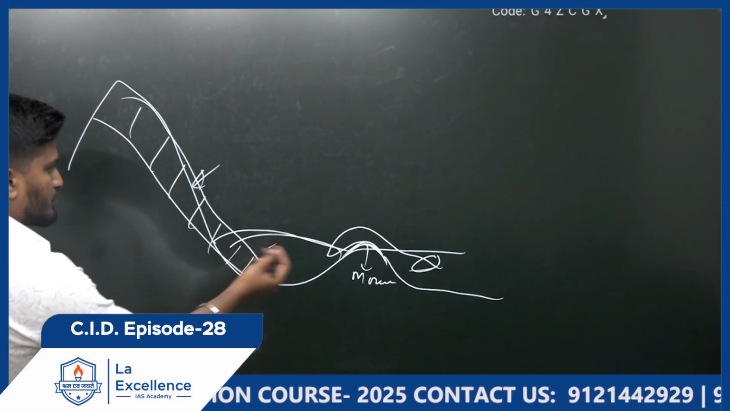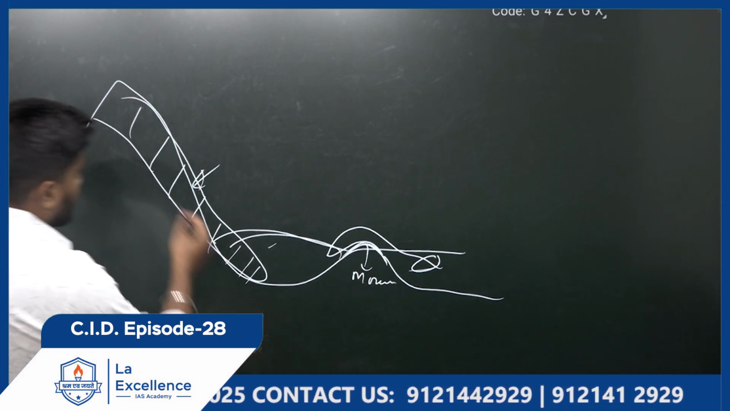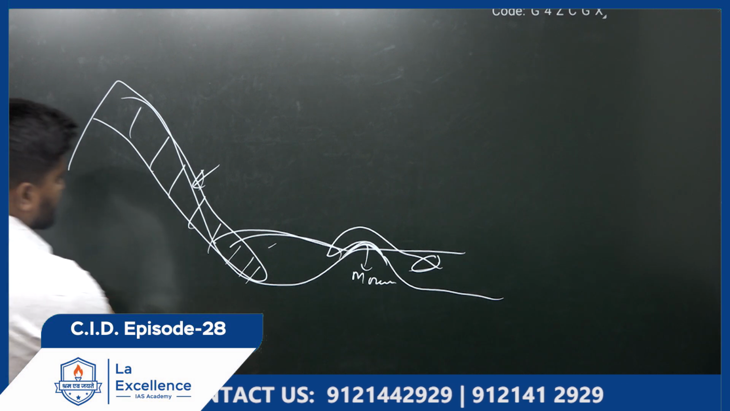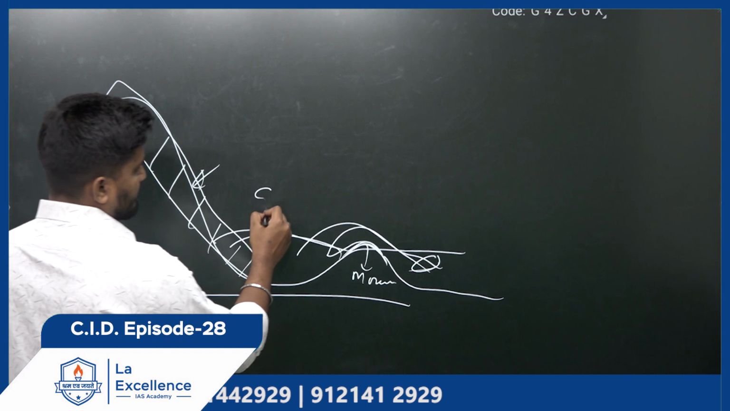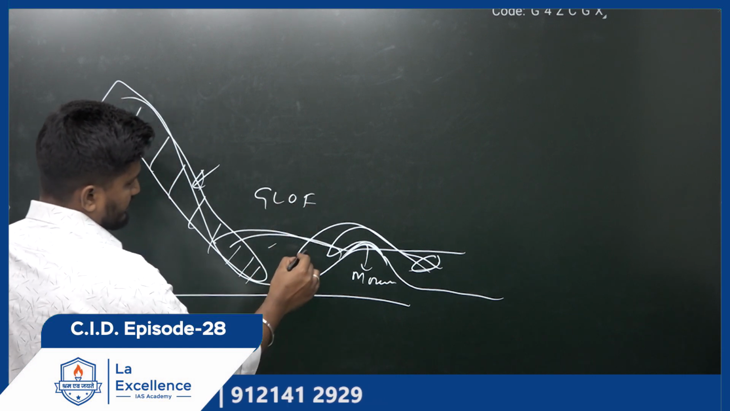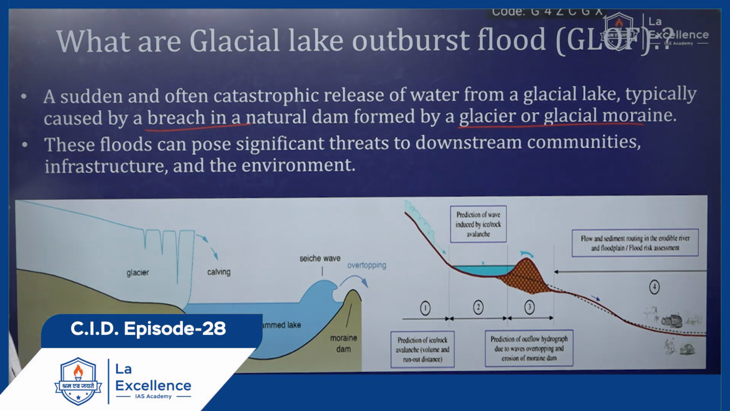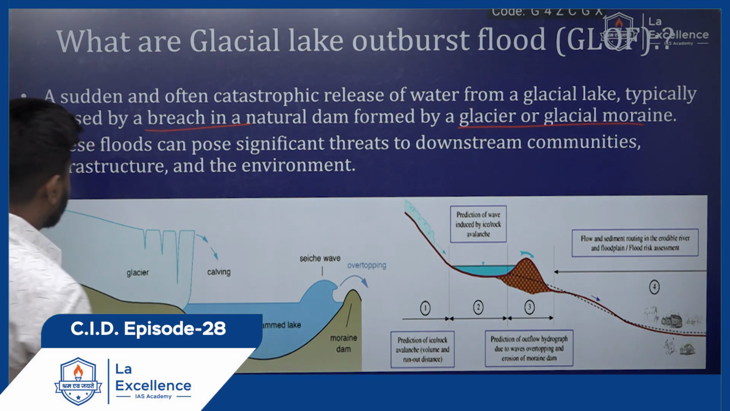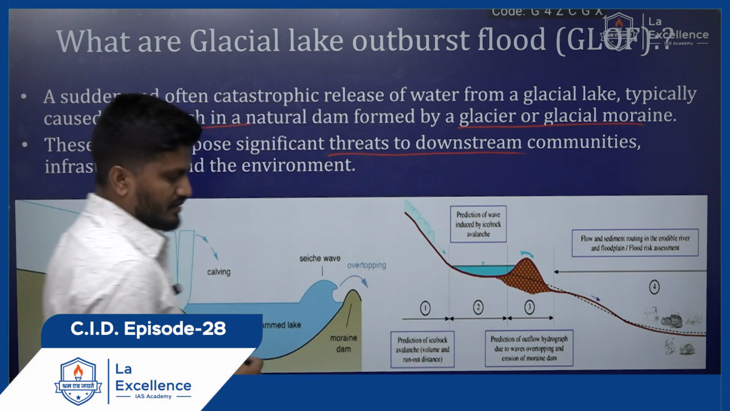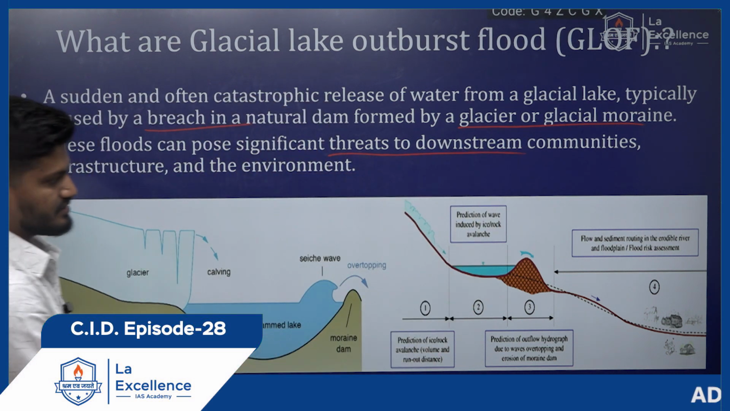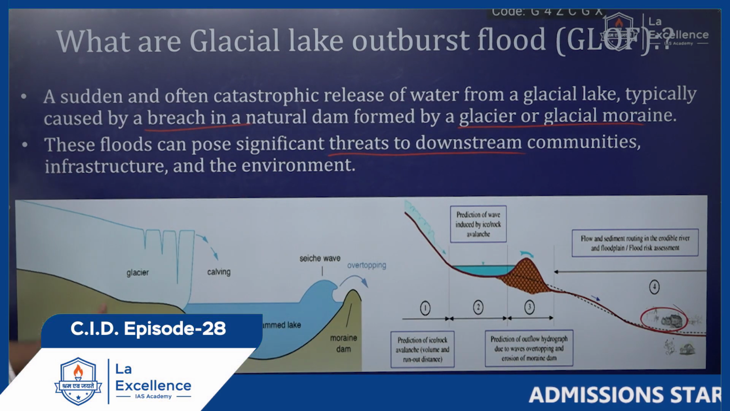There are many reasons why there is a flood due to glacial lakes. We will see the reasons afterwards, and this is the normal way how a glacial lake results in the flood. This is called glacial lake outburst flood because it is bursting out of its lakes. That is why it is called GLOF. So these floods can pose significant threats to the downstream communities. Okay, the communities which are lying in the plain regions, here you can see it will cause a great threat to these communities.